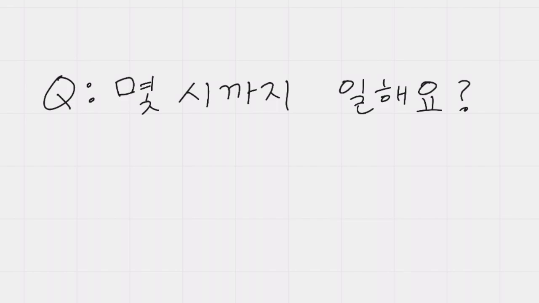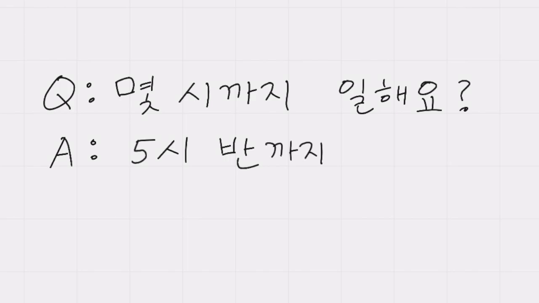And then the person will answer, let's say, I work until 5:30. This one you can use half, right? We learned half. So 5시 반. 반 is half, right? 5:30. 까지 일해요. So I work until 5:30.